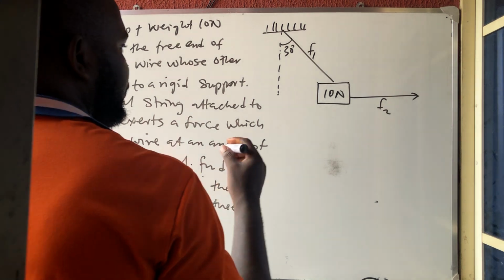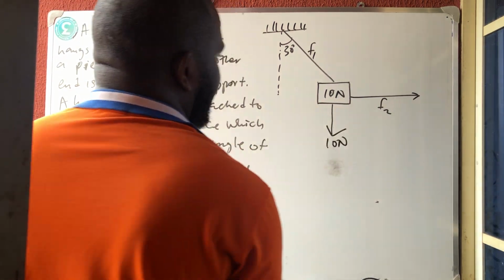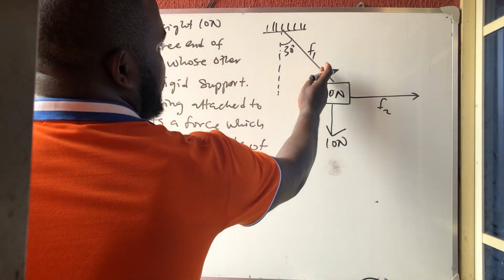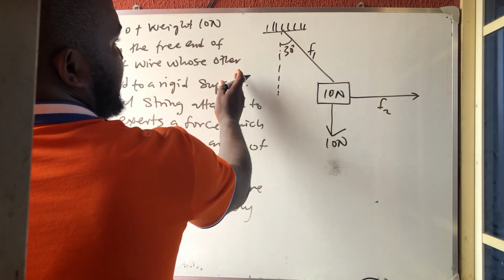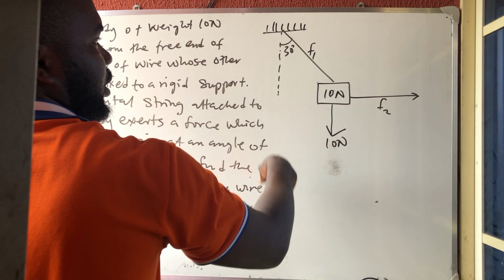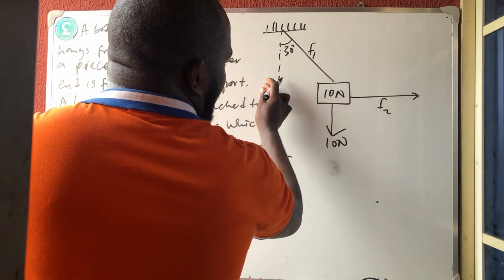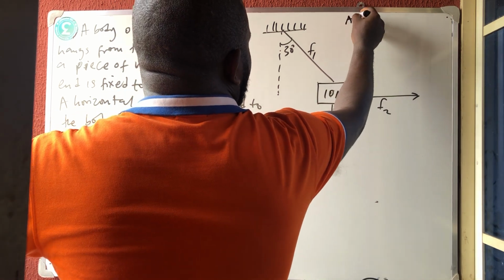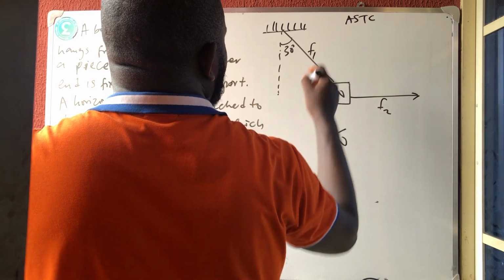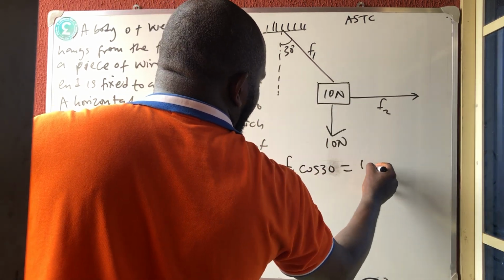If you want to resolve this, don't forget that the weight of something always acts downward. So this 10 Newton is acting downward. To resolve this, you need to make this one straight. It is standing straight, so the one upward should be equal to the one downward. So it means that, resolving it using ASTC, against its sine, towards its cos, I'm having F1 cos 30 equal to the downward force, which is 10.